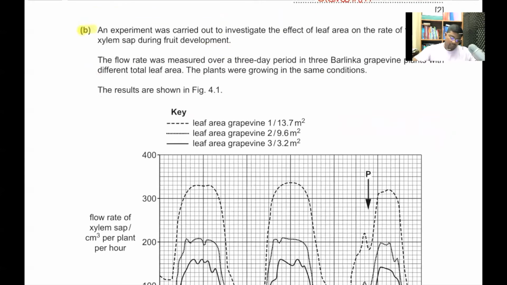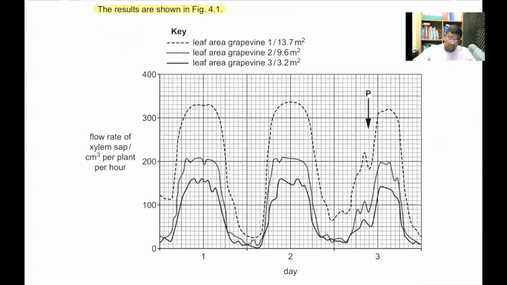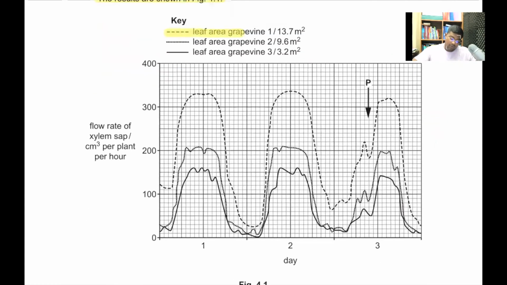Part B. An experiment was carried out to investigate the effect of leaf area on the rate of flow of the xylem sap during fruit development. The flow rate was measured over a 3-day period in 3 Berlinka grapevine plants with different total leaf area. The plants were growing in the same condition. The results are shown in figure 4.1. Leaf area for grapevine 1 is 13.7 meters square. Okay, so we can see this is the one.